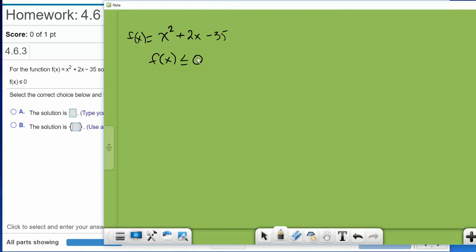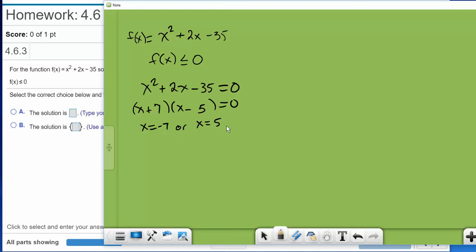Alright, so our first step is we want to find what I refer to as the critical values of this statement, being where it's equal to 0. So we want to find the zeros of the function. So 35, subtract 2, well, that was 7 and 5. And then the bigger one gets the plus, minus, to get negative 35. So x equals negative 7, or x equals 5.